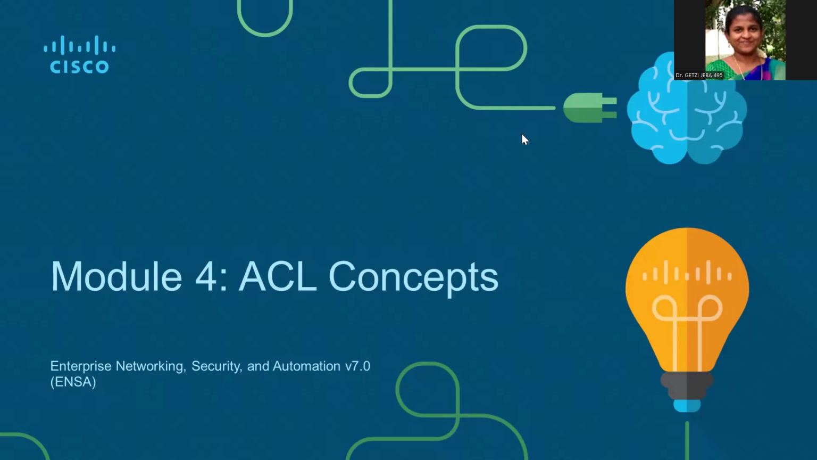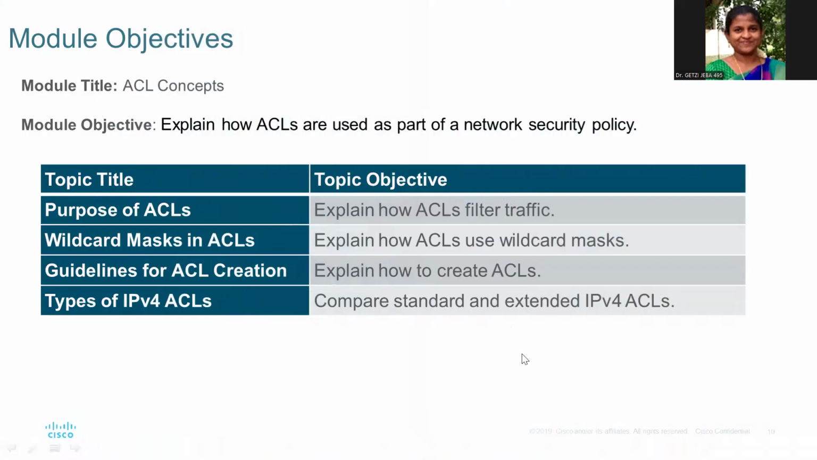So in this experiment, we will see the access control list configuration. Before discussing the access control list configuration, let us discuss the access control list concepts. Here we are going to see the purpose of access control list, then wildcard mask, then how we create an access control list, and then the types of IP version 4 access control list.